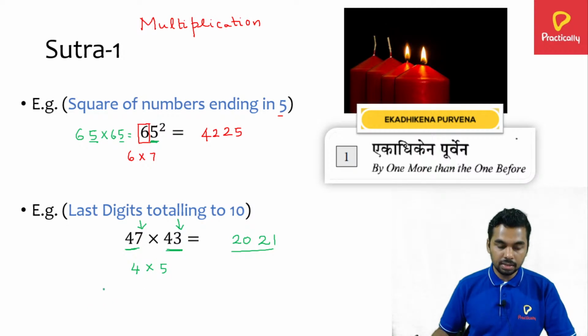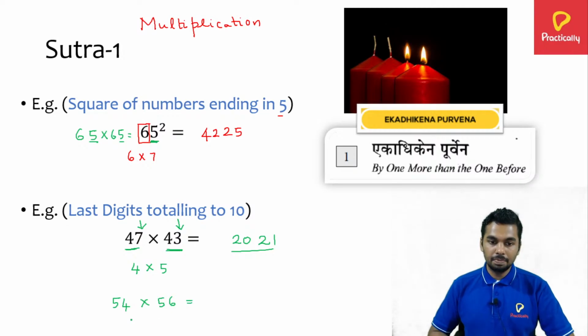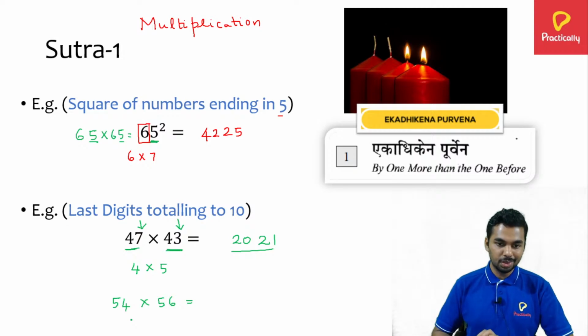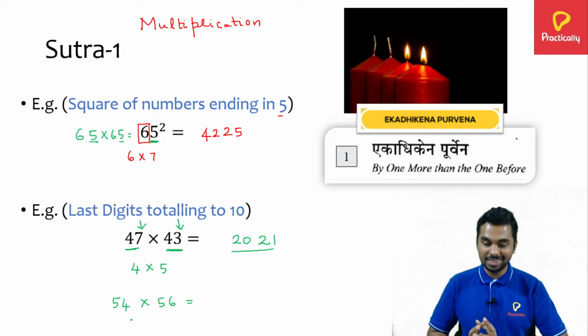So I'll take another example. What is 54 multiplied by 56? So you can also try this one. This is a problem for you. This is an exercise for you to solve. I'll give you maybe 30 seconds this time because you need little time to digest. So take your own time. Your time begins now.